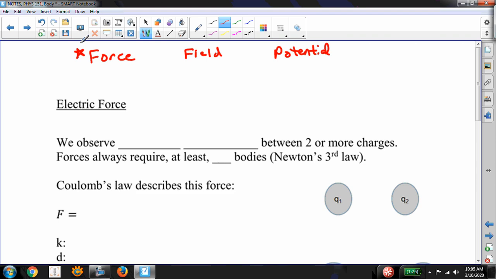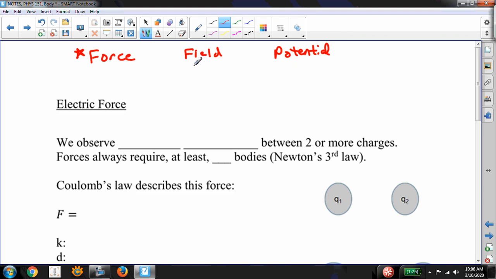So the first idea we'll see is force. As we know, a force is a push or a pull. When we have two or more charges, they exert forces on one another. If they're like charges, they're going to repel one another with a force. If they're opposite charges, they're going to attract one another with a force.